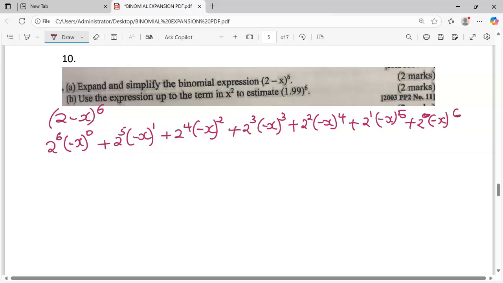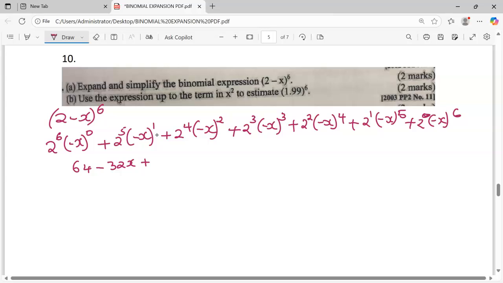After that, we simplify. Remember, minus x power 0 will give us 1. Then you multiply by 2 power 6, which gives us 64. Next, we are going to have a minus because the bracket is negative x and the power is odd. So we are going to have 2 power 5, which is 32, then x.